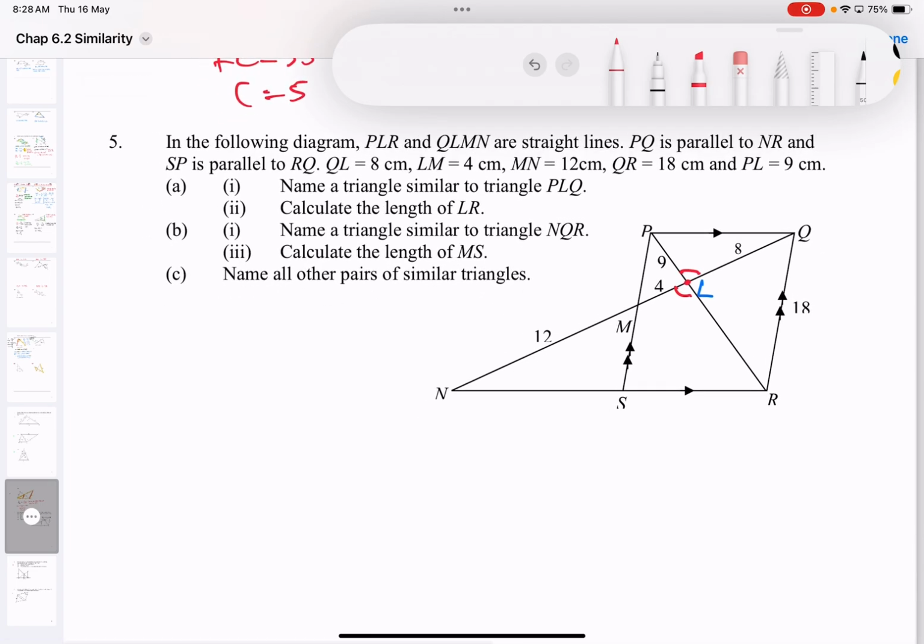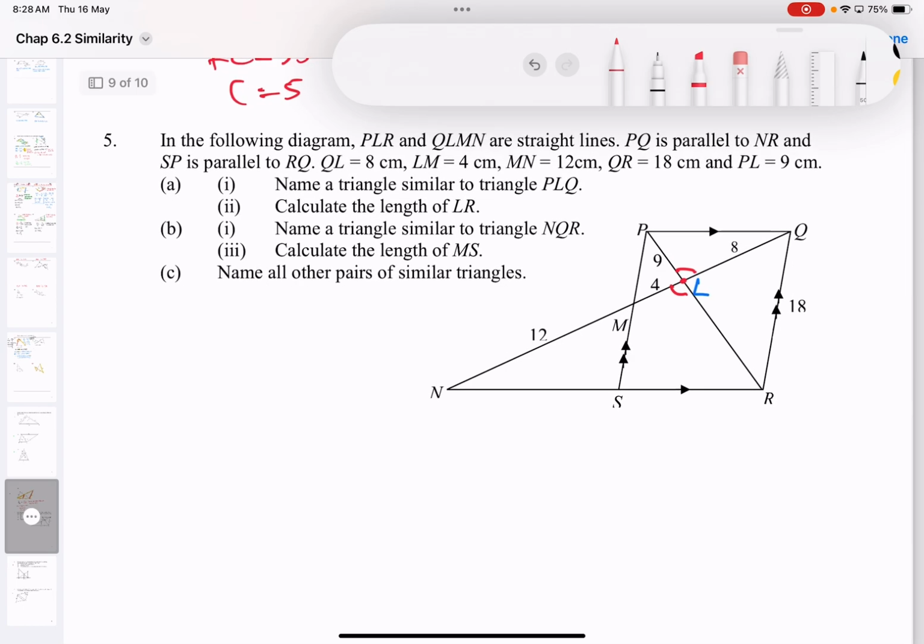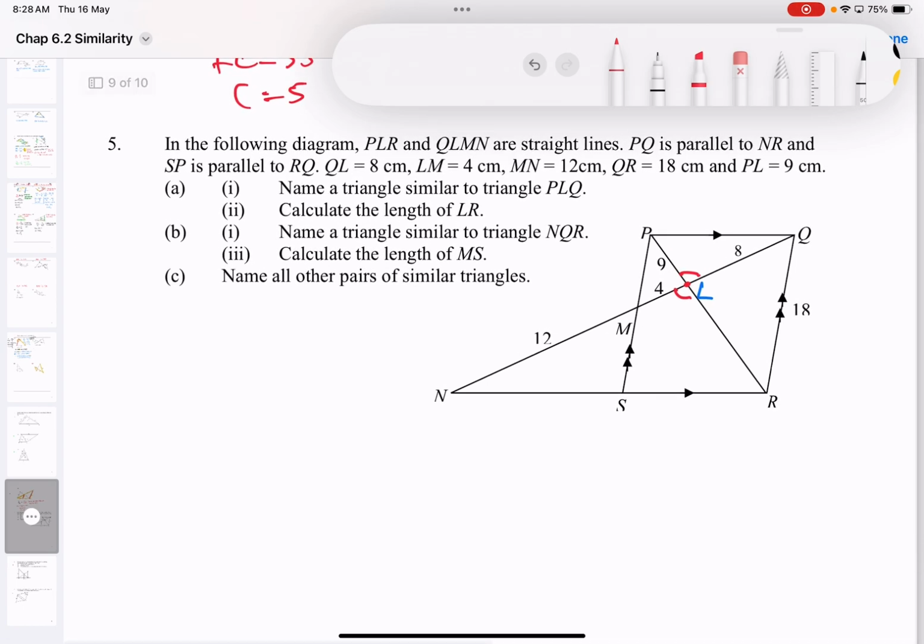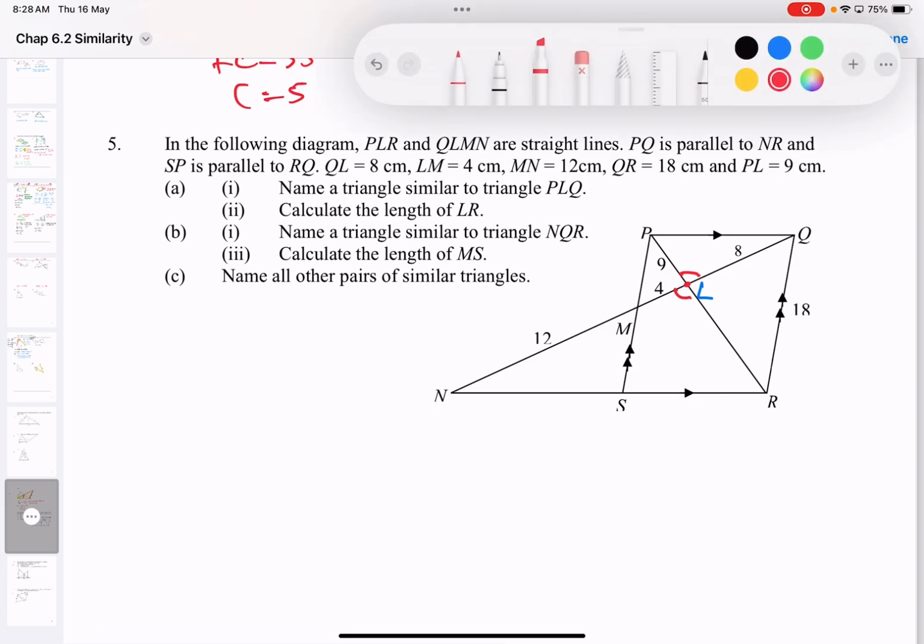Okay, next one, PQ is parallel to NR. So immediately you should know alternate angles, corresponding angles, things like that, that we might need to use later on. And of course, they give us the dimensions of all the other sides. So let's look at part A(i). Name a triangle similar to triangle PLQ.